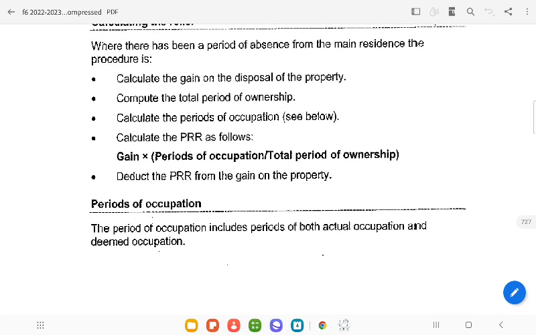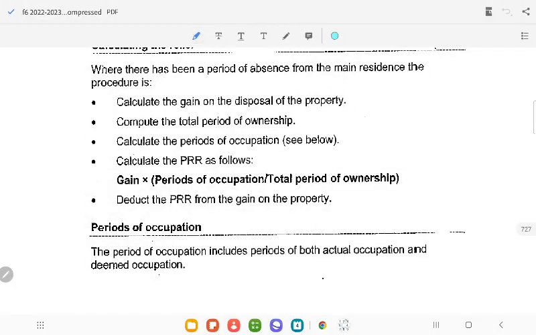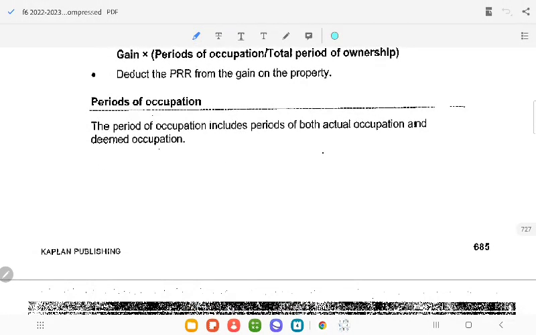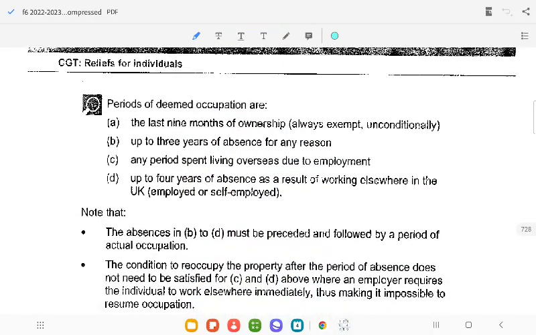If the period of occupation is less than the period of ownership, you have to apply the formula for the calculation of PRR, and that is gain multiplied by period of occupation divided by total period of ownership. Then after calculating the PRR, deduct this from the gain. Period of occupation is said to be actual occupation plus deemed occupation.